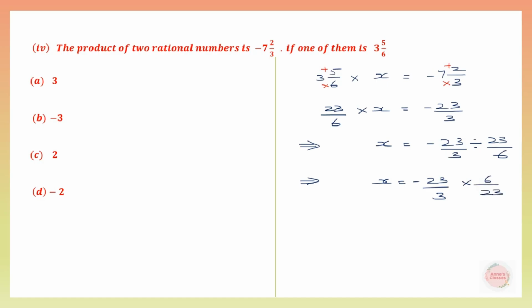So here we can cancel 23 and 23. 3 and 6, 3 1s are 3 and 3 2s are 6. So now what is left? We have x is equal to, in the numerator minus 2 and in the denominator 1. So minus 2 by 1 is minus 2. X is equal to minus 2. Now which option is that? Option D. So we've got our answer there.